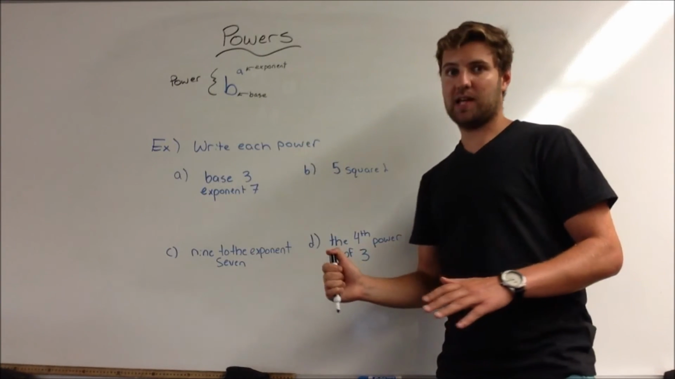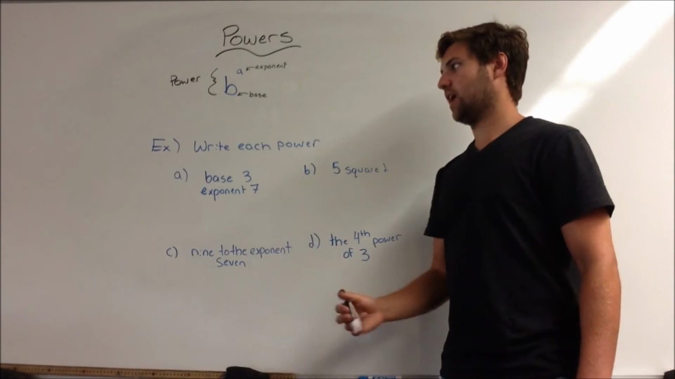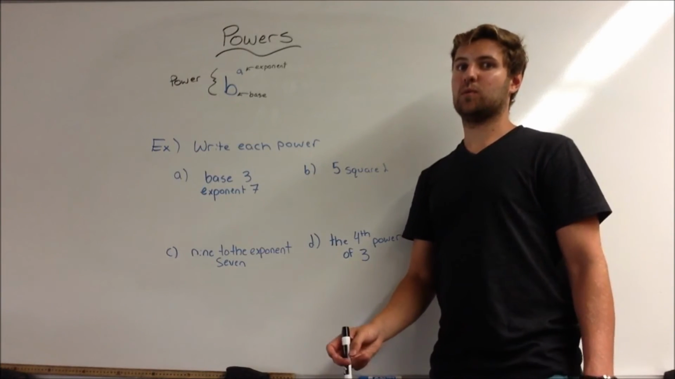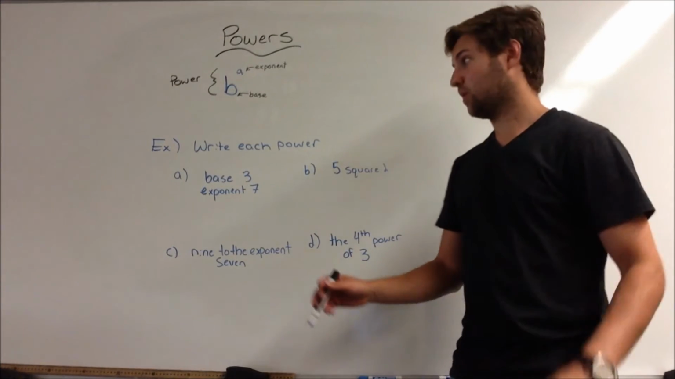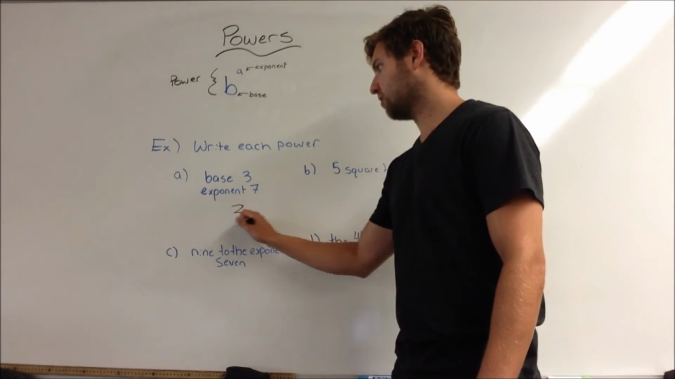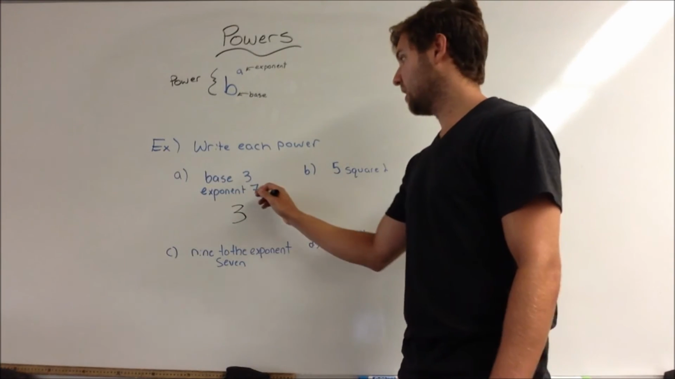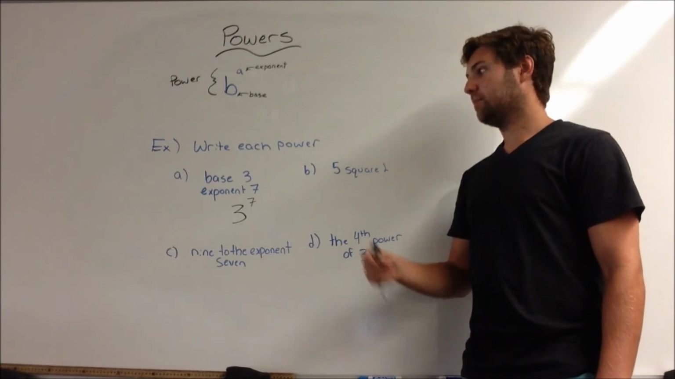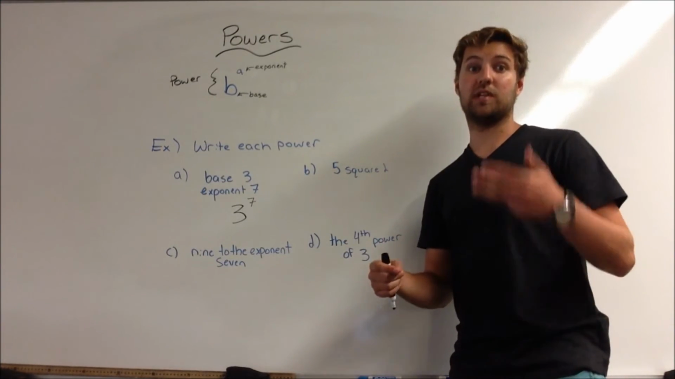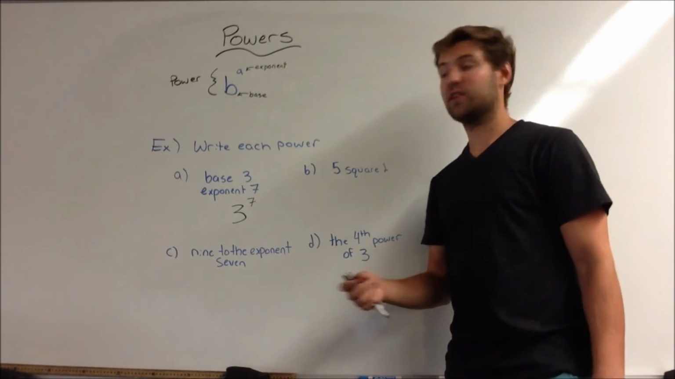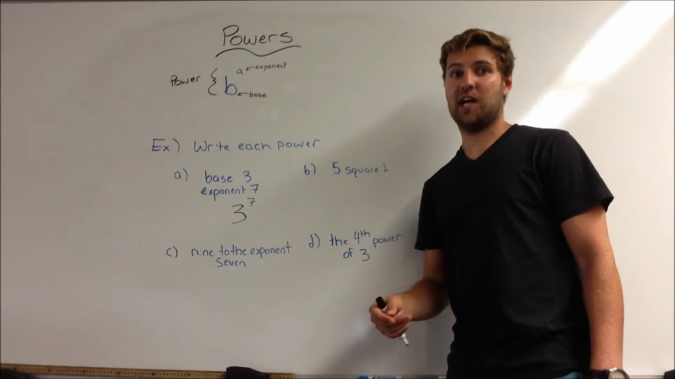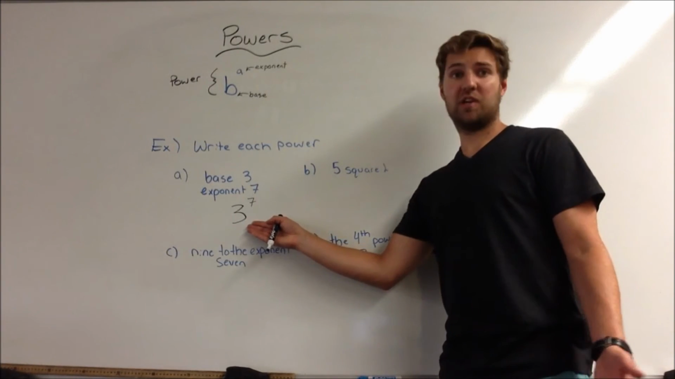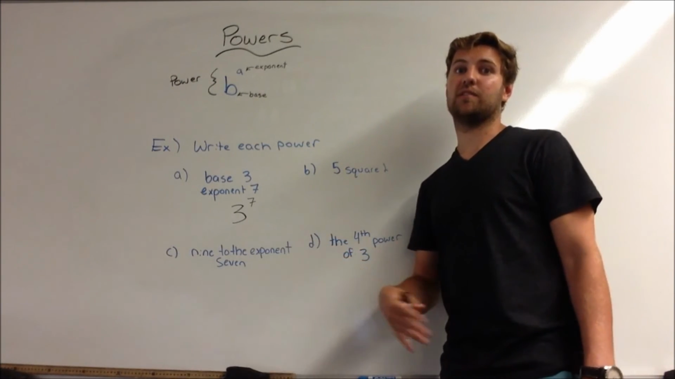So our example asks us to write each power. Let's look at A. We want to write the power with a base 3 and an exponent of 7. So we would write our base, remember, is our big number, and then we write the little exponent 7 on the top. And that means 3 times 3 times 3 times 3 times 3 times 3 times 3, or 3 multiplied by itself 7 times. Mathematicians are lazy, so we created this nice way of writing it so we don't have to write it out 7 times.